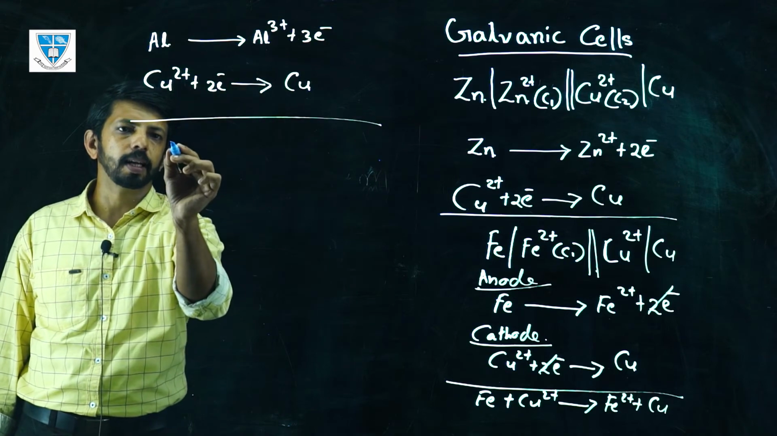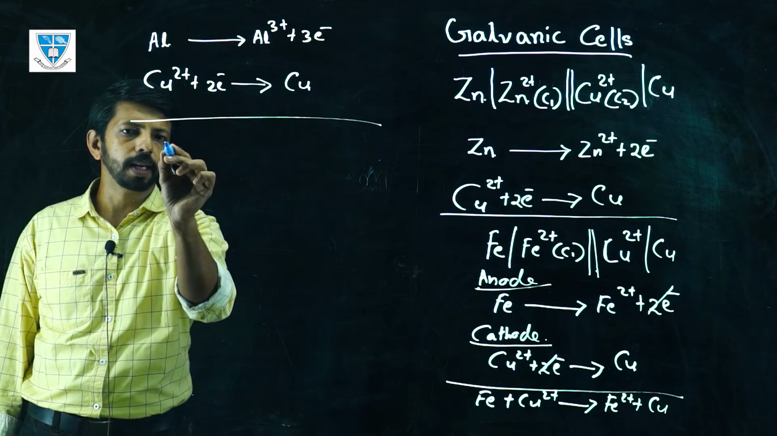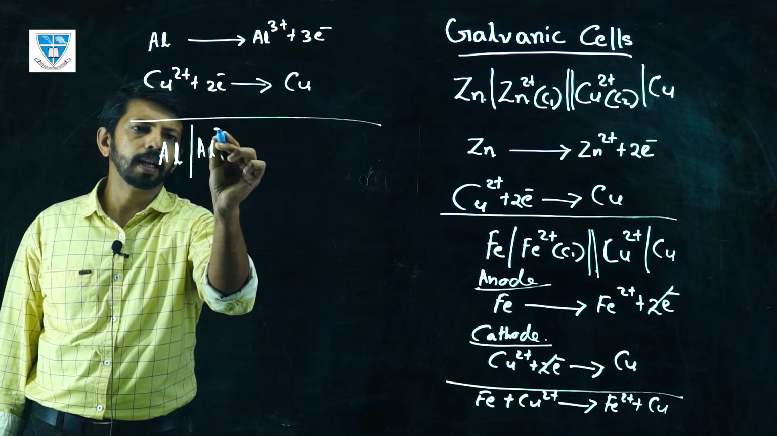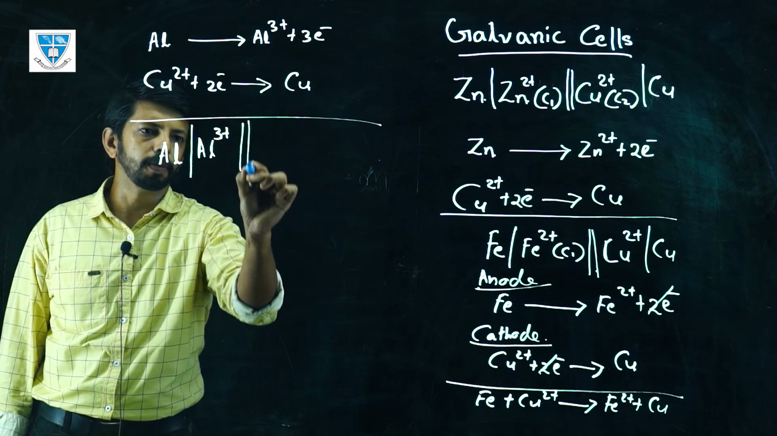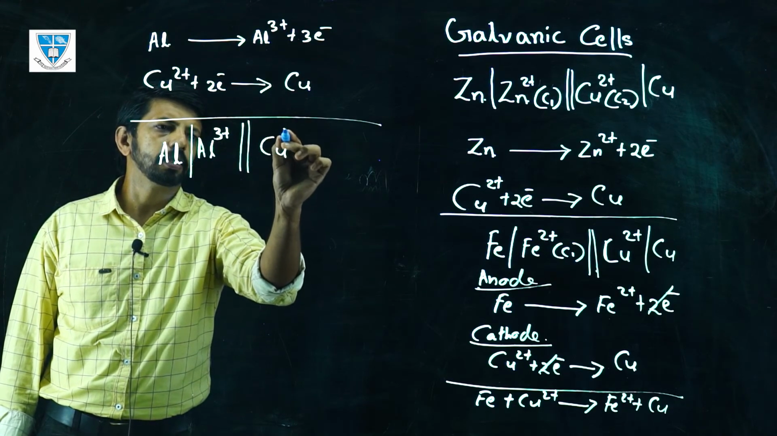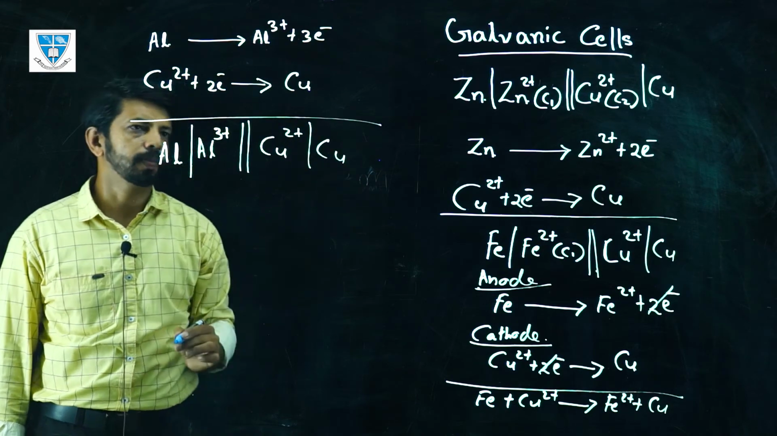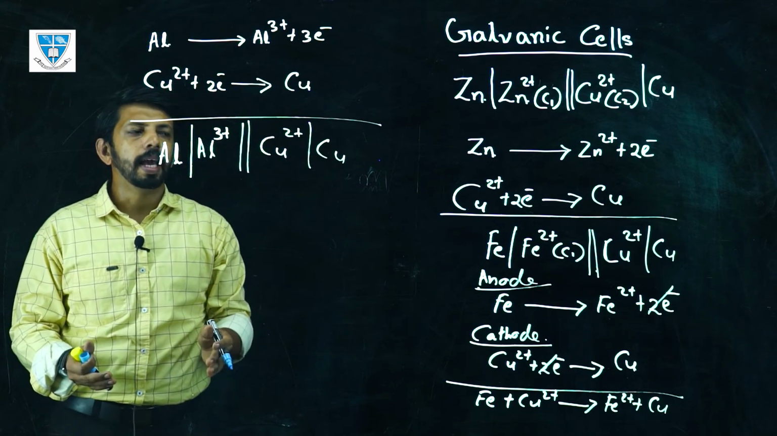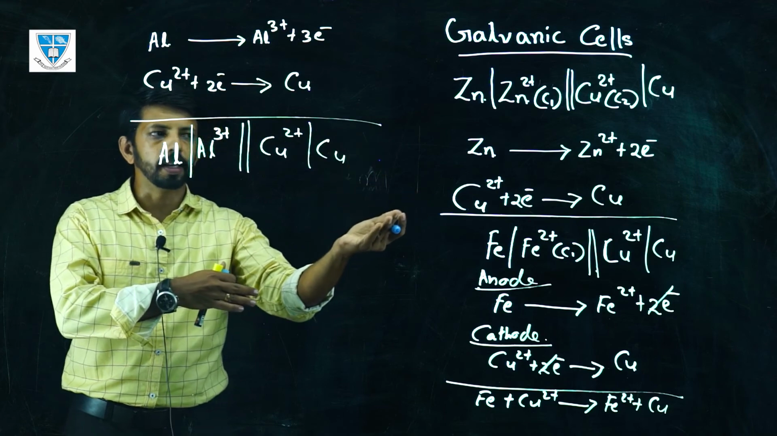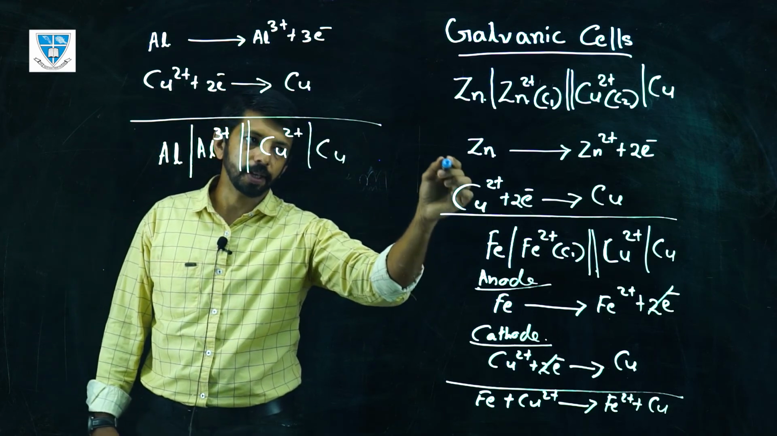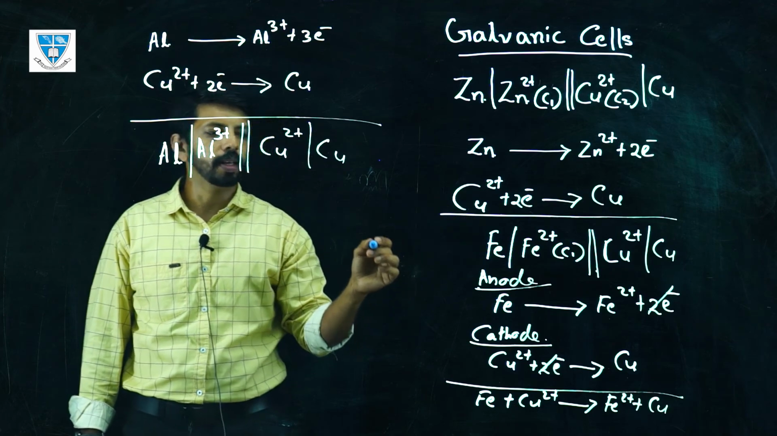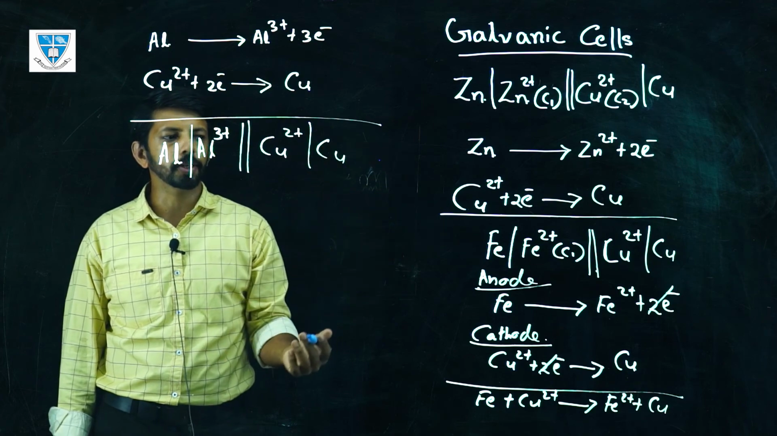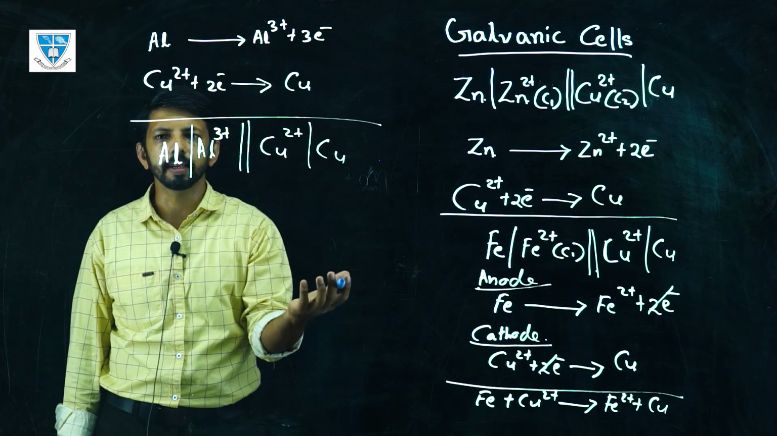This aluminum copper cell can be represented as follows: first the anode must come on the left hand side, that is Al vertical slash Al3+, then if there is a salt bridge you represent it like that, then Cu2+ slash Cu. So if you have the electrode reactions, you can represent the cell, and if you have a cell representation, you can write the cell reaction, that is the anode reaction, cathode reaction, and cell reaction. In this way we can represent a galvanic cell.